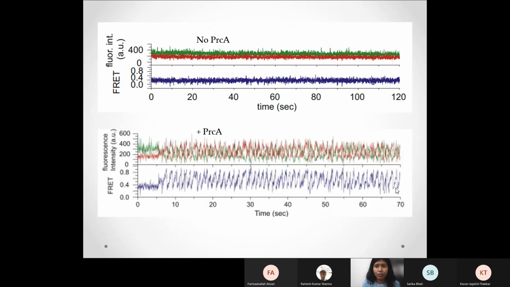Any questions so far? Ma'am, what does this blue line represent in the graph?